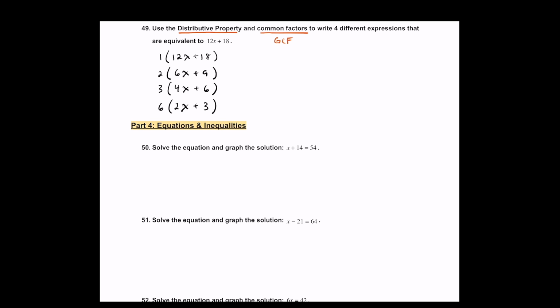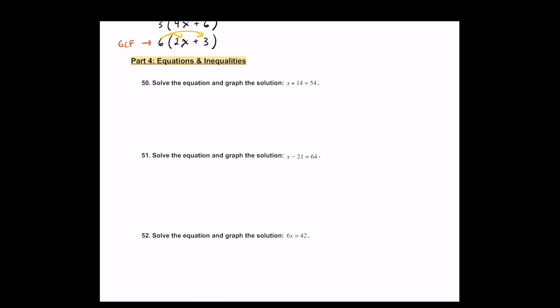And you can notice that if we were to distribute, this would equal 12, that would equal 18, that would equal 12, that would equal 18, that equals 12, that equals 18, that equals 12, and that equals 18. So using the GCF specifically, this is the one that you would use probably more so, but keep in mind that you can rewrite this expression 4 different ways here using all the common factors.